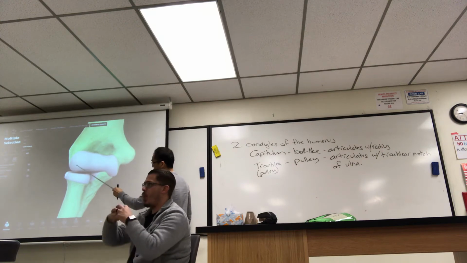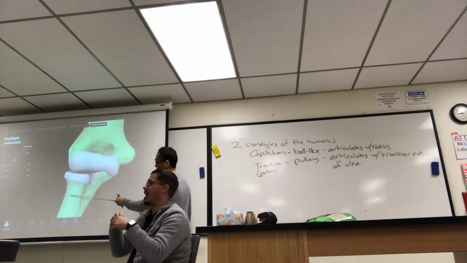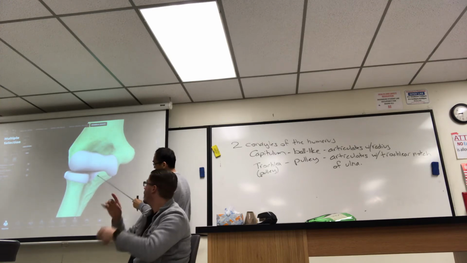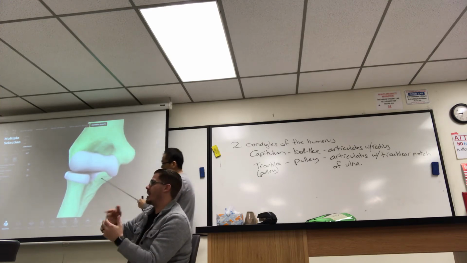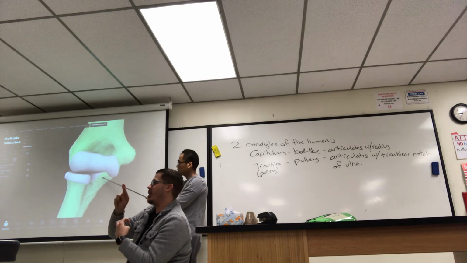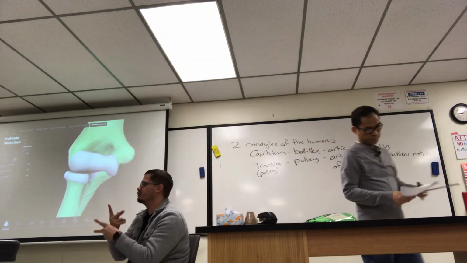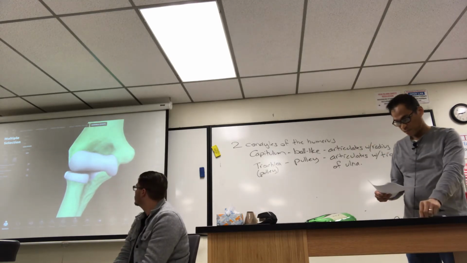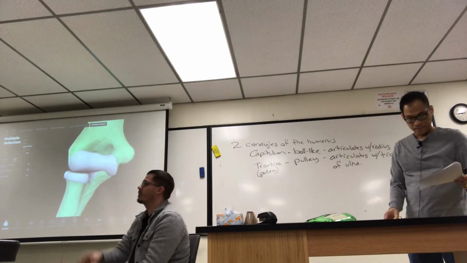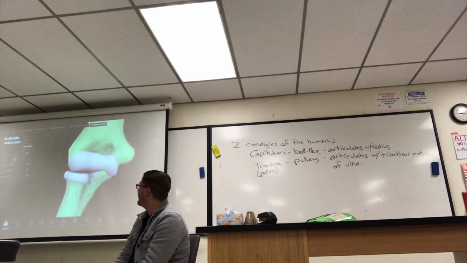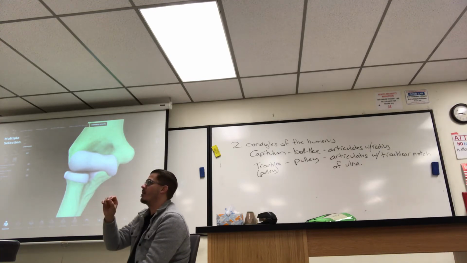That round ball should kind of fit in that head right there. This is the radius bone. This right here is the trochlea, and it fits with the notch of the ulna bone. The other thing is, and these are the last two things for the humerus, you have the coronoid fossa and the olecranon fossa.